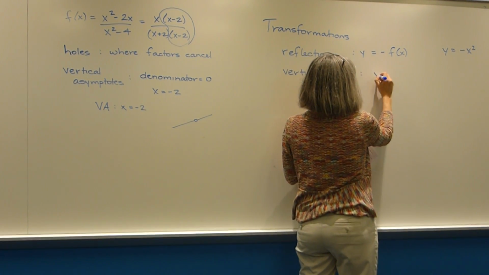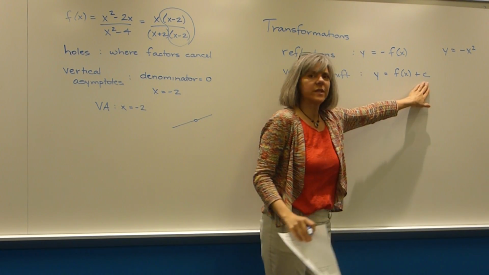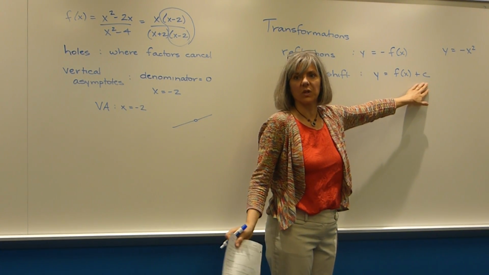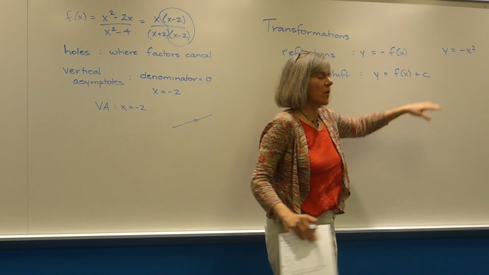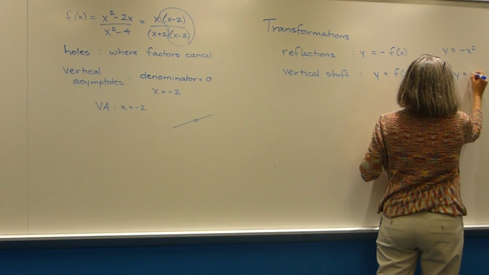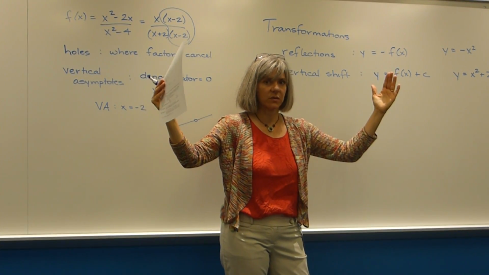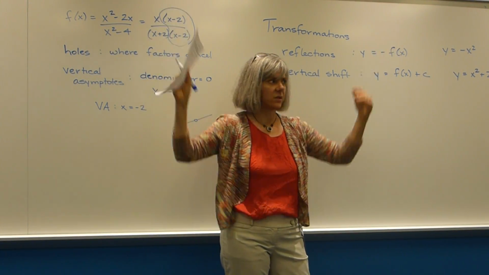Vertical shift, that's where you simply add some number. We're going to use c to represent some number. We're going to do that a lot in this class. An example would be x squared plus 2. So just take your x squared and everything shifts up by 2.